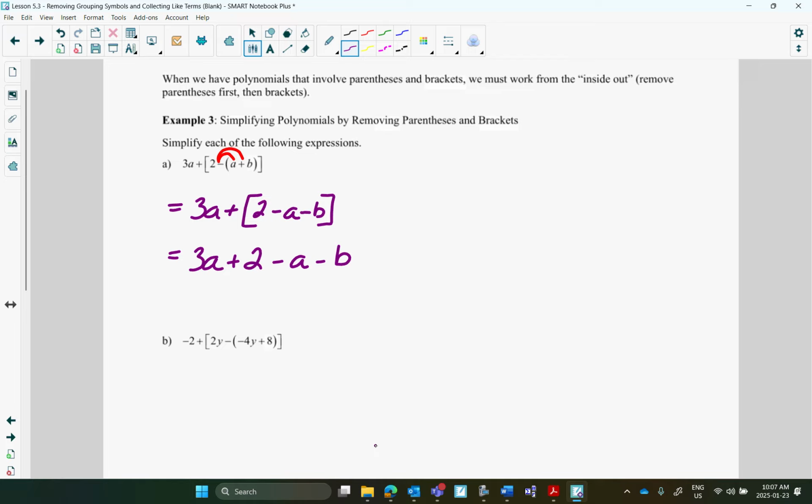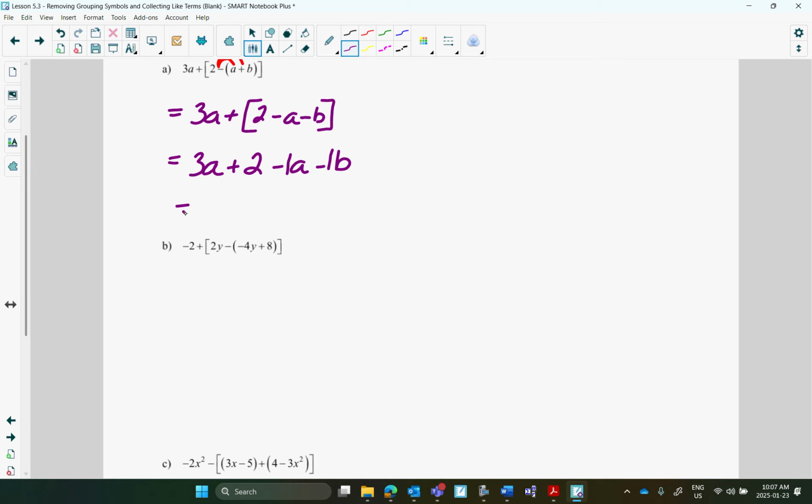And now, collect like terms. Remember, minus a is the same as minus 1a. And minus b is the same as minus 1b. What do I get? 2a minus b plus 2. Or if some of you wrote it 2a plus 2 minus b, that's fine too. Both are correct. If you left the 1 in front of the b, that's okay.